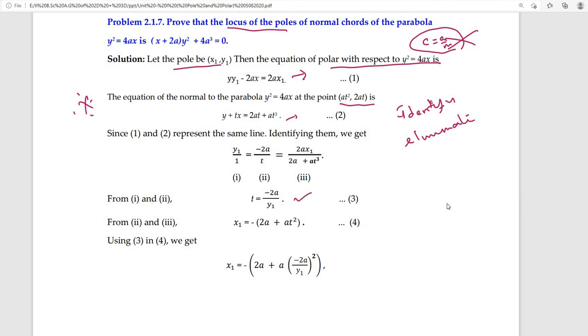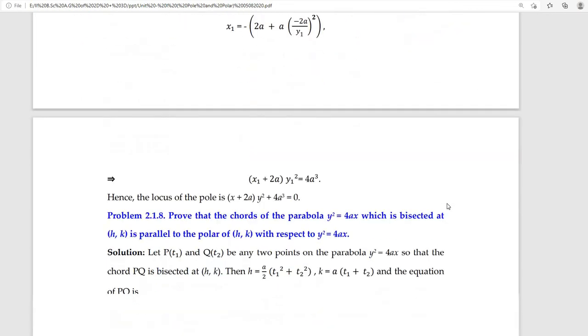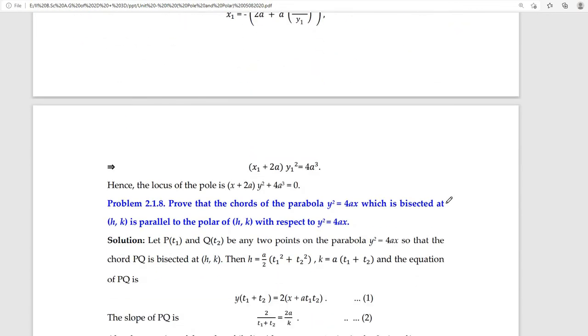So t is written in this way, and we find out what x1 is from these three equations, two at a time we can consider, from which both x1 and t can be obtained, and using the value for t you get this one, and therefore the locus of the pole is this. So by dropping the suffix you get this.